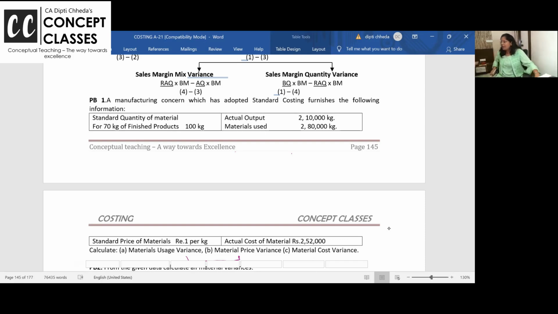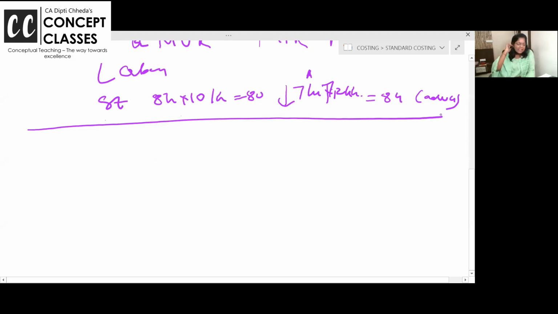Open your notebook and write down. We are doing material variances. Same for labor, same for overhead, same for sales. Like that, we will continue. Right now, we are doing the material related variances. I hope you have all read the first problem with me. So let us start in the notebook. Yes, it's very interesting and very easy. Variances. Standard costing.